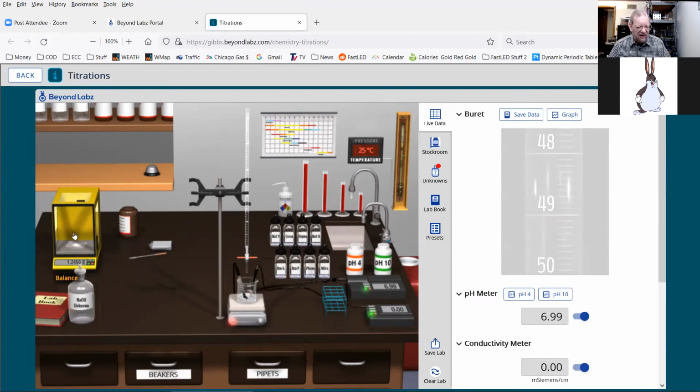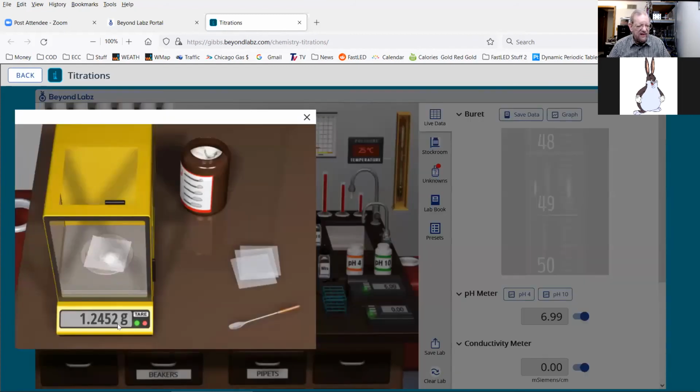Now, if you look over at the balance here, it has 1.24 grams of KHP. I like to put a little more. This is the KHP. Click on the bottom. Hold this underneath. Sometimes it takes a little. And now you'll record this number, 2.2891 grams. That's the weight of the KHP.